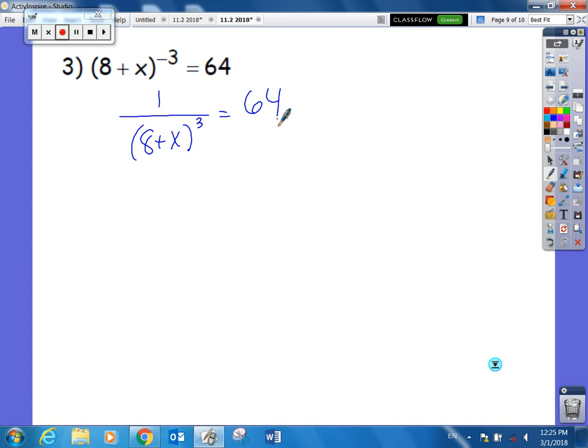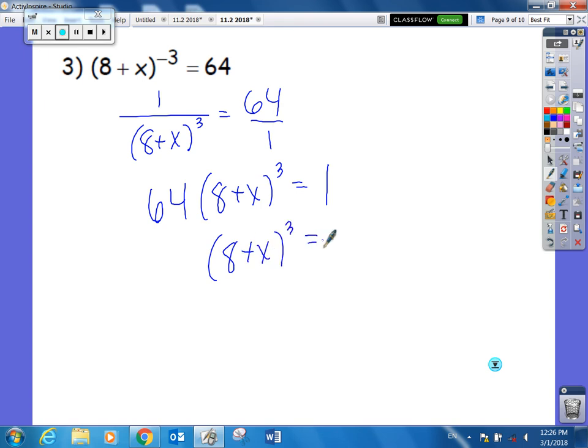Now we still can't just take the cube root because we have that 1 in the numerator. So we need to do what we did last time. Cross multiply. Divide by 64. And now we can take the cube root.